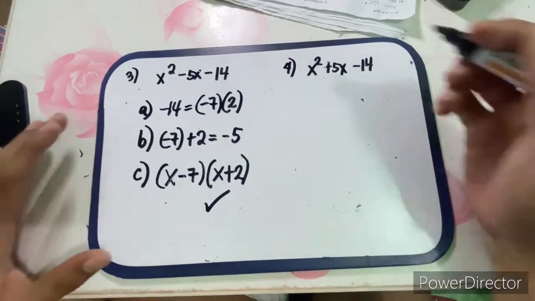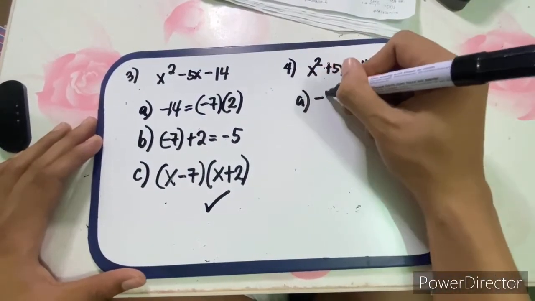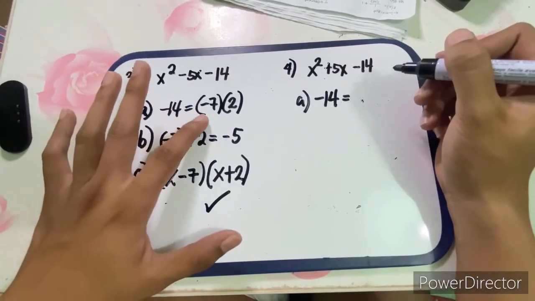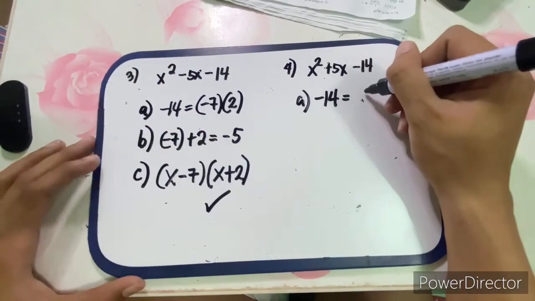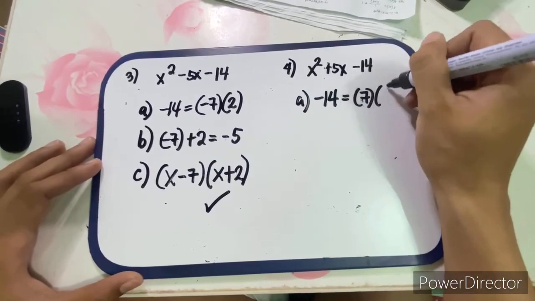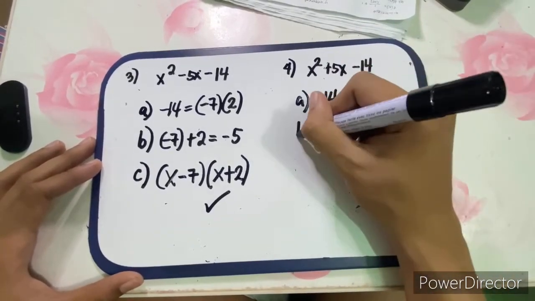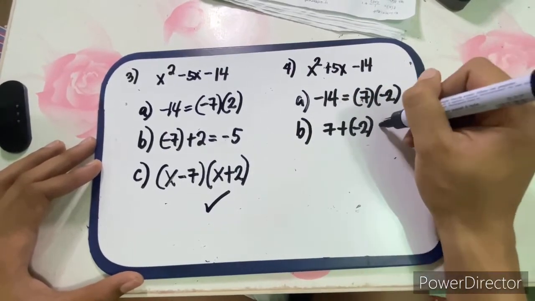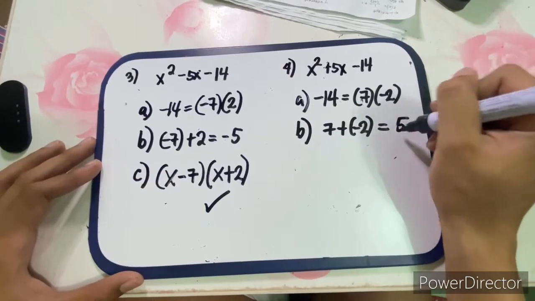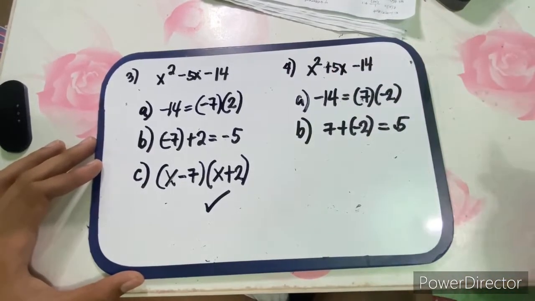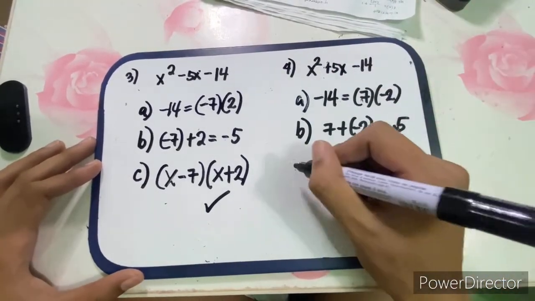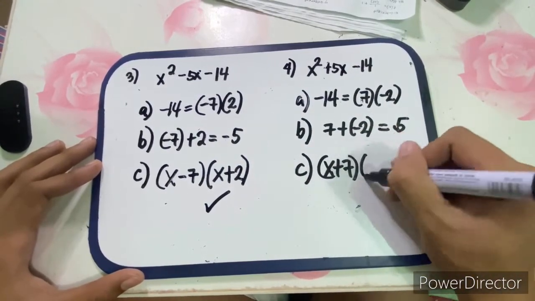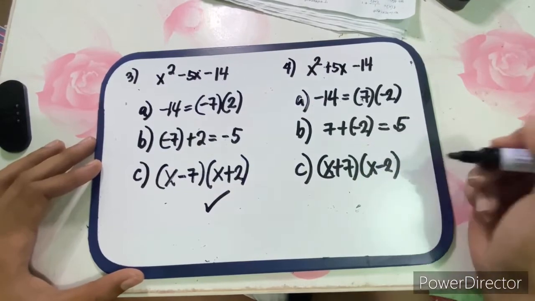Here, we can have negative 14 again. This time, since we did negative 7 times positive 2, we can write here positive 7 times negative 2. Then add: 7 plus negative 2 is equal to positive 5. And this is positive 5, or plus 5, for the numerical coefficient. So you can write here x plus 7 multiplied by x minus 2.